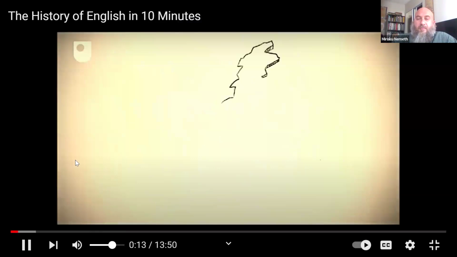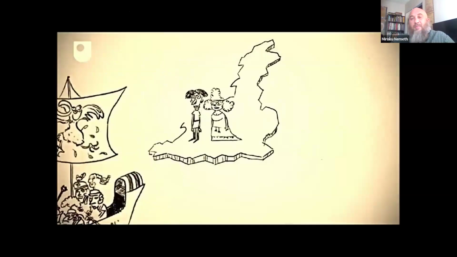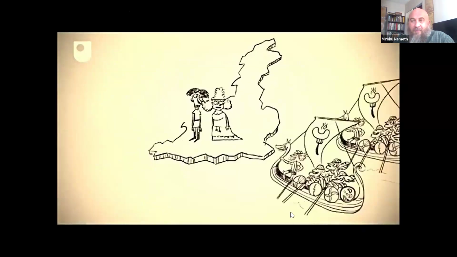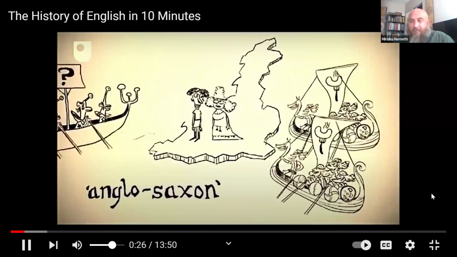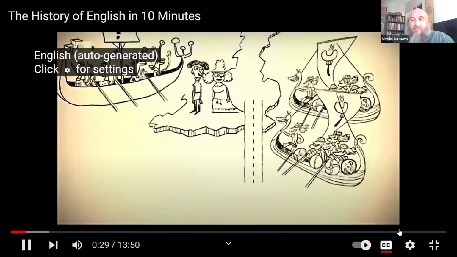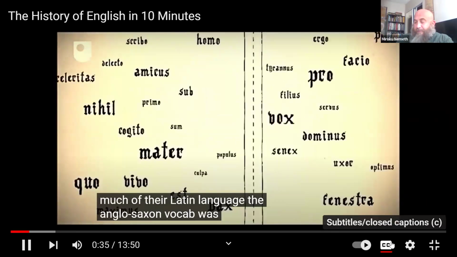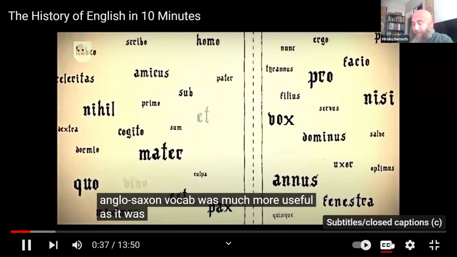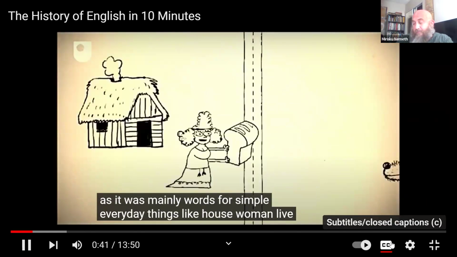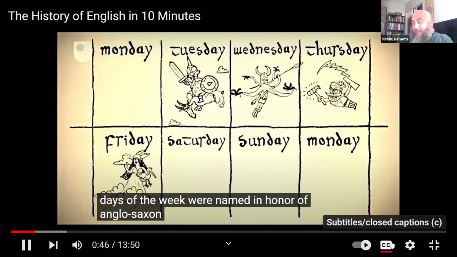The English language begins with the phrase, "Up yours, Caesar," as the Romans leave Britain, and a lot of Germanic tribes start flooding in. Tribes such as the Angles and the Saxons, who together gave us the term Anglo-Saxon, and the Jutes, who didn't. The Romans left some very straight roads behind, but not much of their Latin language. The Anglo-Saxon vocab was much more useful, as it was mainly words for simple everyday things like house, woman, loaf, and werewolf. Four of our days of the week were named in honor of Anglo-Saxon gods.